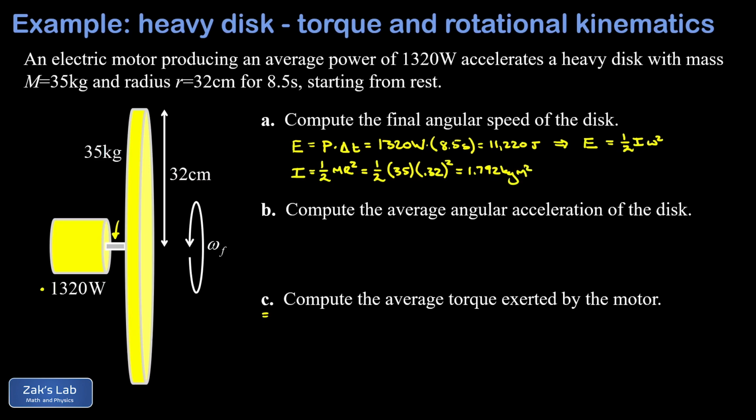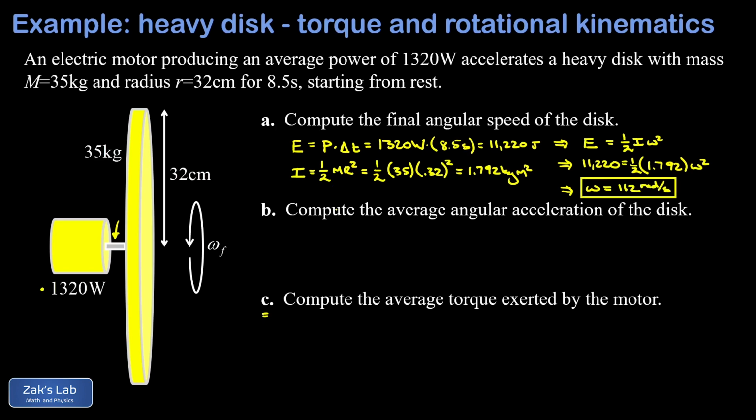So back to our plan to find the final angular speed of this disk. We know the energy that was pumped into the rotation of this disk, that's 11,220 joules, and that's equal to 1/2 times the moment of inertia, which we now know is 1.792 kilogram meters squared, times the final angular speed squared. So we just take our 11,220, multiply by 2, divide by 1.792, and square root the result, and we have our final angular speed. Into 3 significant digits, this gives us 112 radians per second.